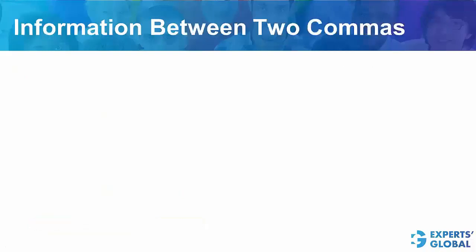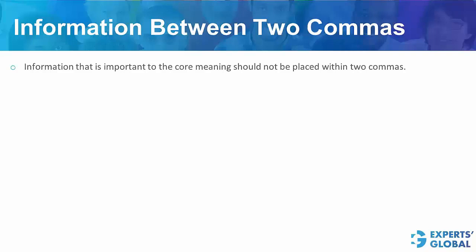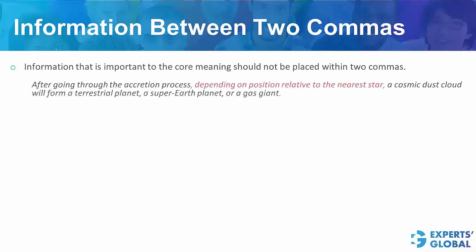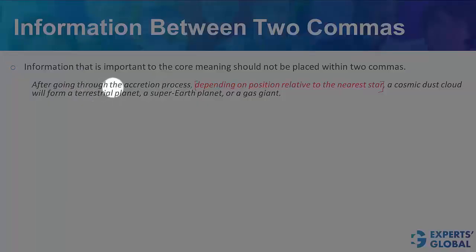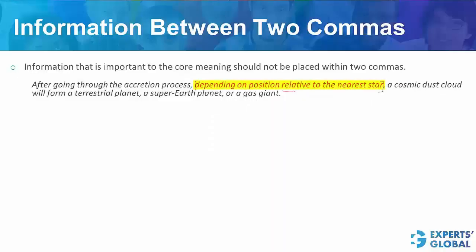Very important. Remember, in a correct sentence, information that is essential to the core meaning of the sentence should not be placed between two commas. Look at this sentence. When you read it closely, you will realize that this information here is crucial to the meaning of the sentence. After going through the accretion process, depending on this part here, a cosmic dust cloud will form A, B, or C. So depending on, this part is the key here.